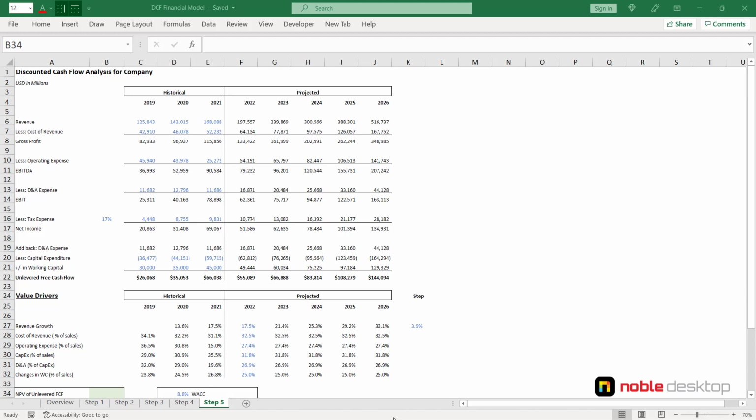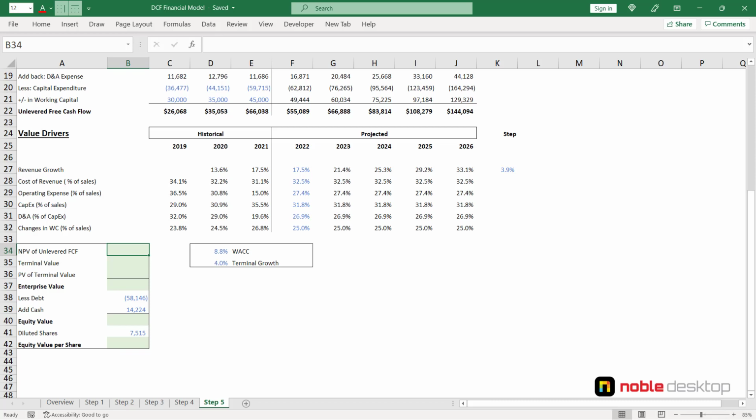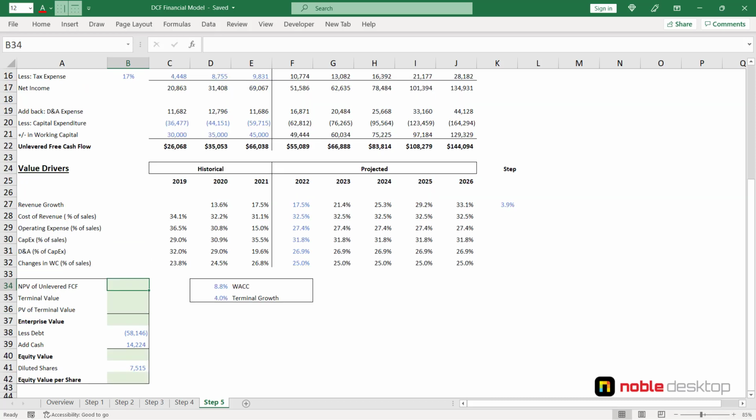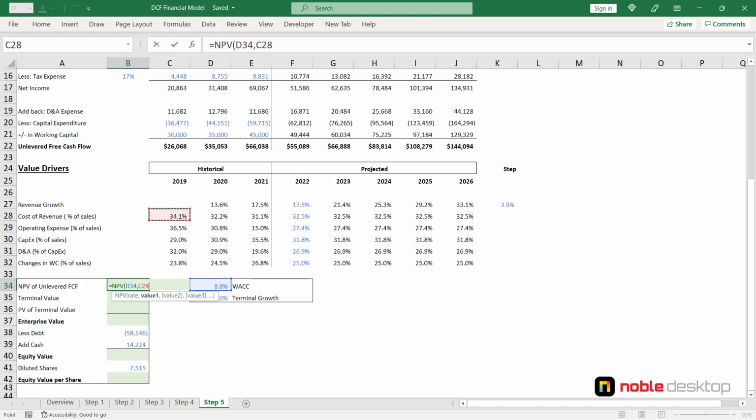And in step number 5 of our DCF model, we will calculate equity value per share. So let's go ahead and do it right here. First, we want to convert our unlevered free cash flow into the present value. I'm going to use the NPV, net present value formula for that, equals NPV. I'm going to grab that function with the Tab button. As for the rate, I'm going to take my WACC in the cell D34, and the values I want to grab here are the values of unlevered free cash flow of all my projected years. Amazing, I like the formula, enter.